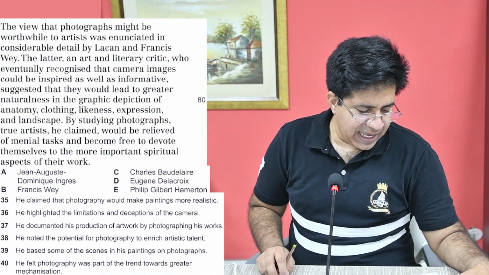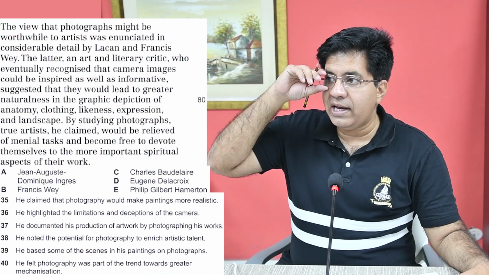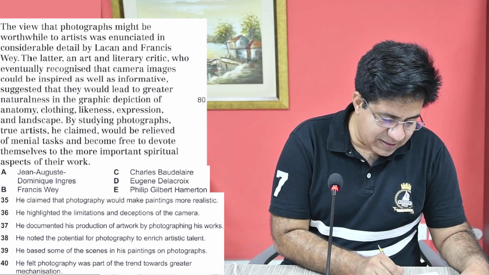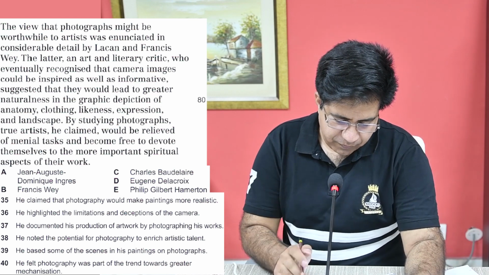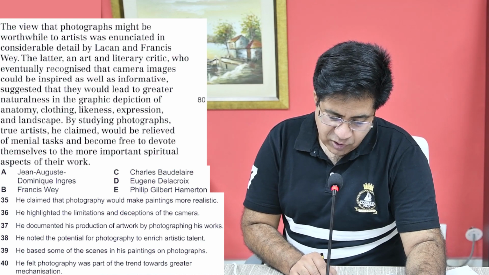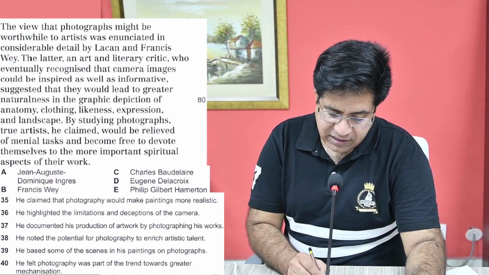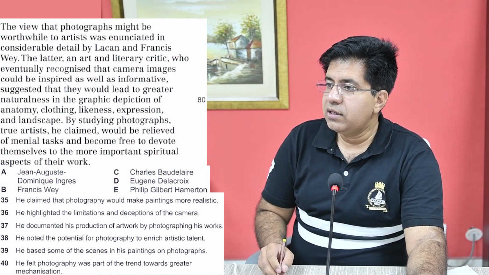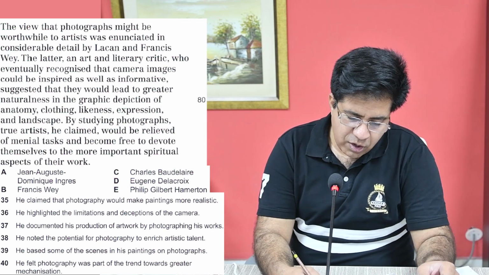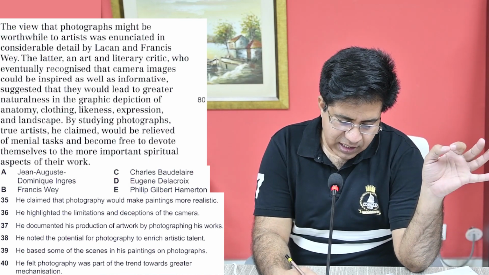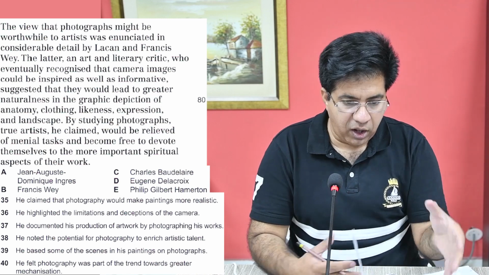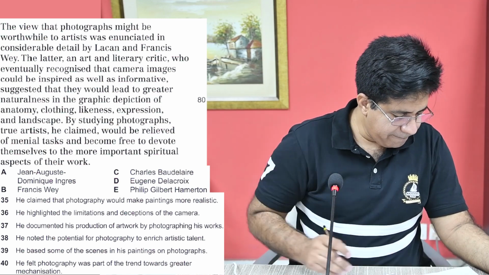Question number 35. He claimed that photography would make painting more realistic. Why? Naturalness means more realistic. Come back. Camera images could be inspired as well as informative, suggested that they would lead to greater naturalness in the graphic depiction. These two words. Got it? He claimed that photography would make painting more realistic. For more realistic, they use the word naturalness in the graphic depiction of anatomy, clothing, likeness, expressions, and all that. Okay, 35 is also done.